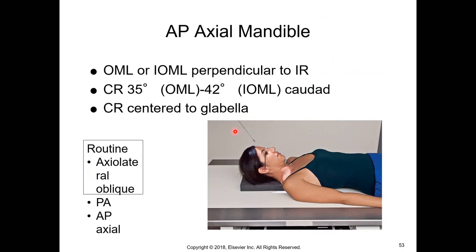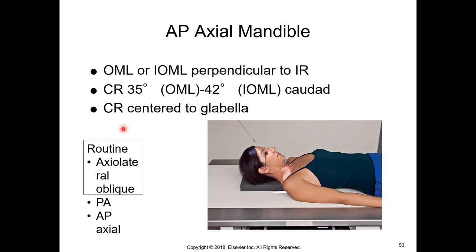Axiolateral mandible. Now here's where it gets a little different. So this is a Towne, but this is a different kind of Towne because look at your angles. Instead of your 30 and 37, for mandible it's 35 and 42. So you still have that 7-degree difference. It's just a different degree of angulation. So if your OML is perpendicular to the image receptor, you're going to use 35 degrees. And if your IOML is perpendicular to the image receptor, you're going to use 42 degrees.